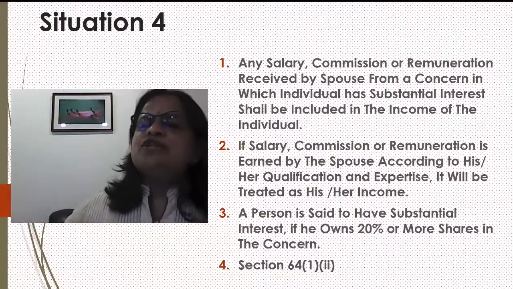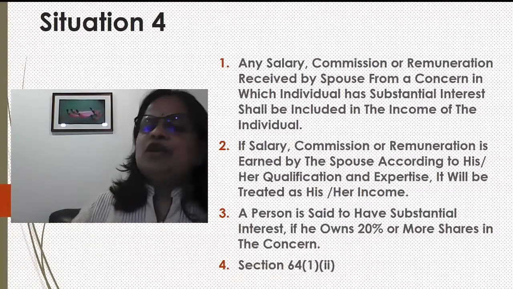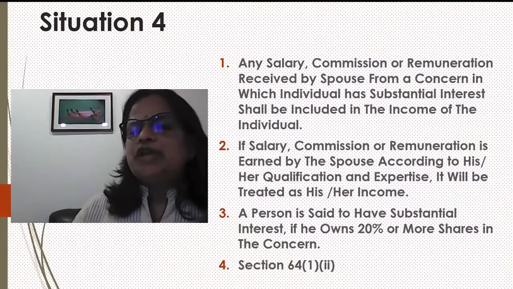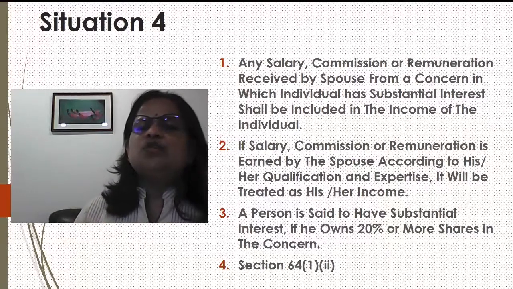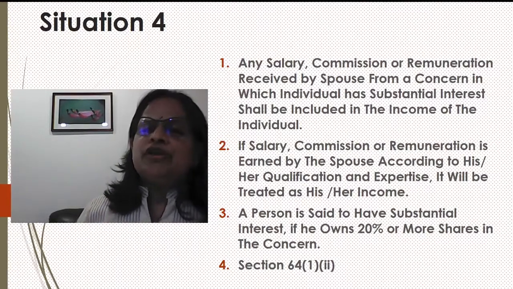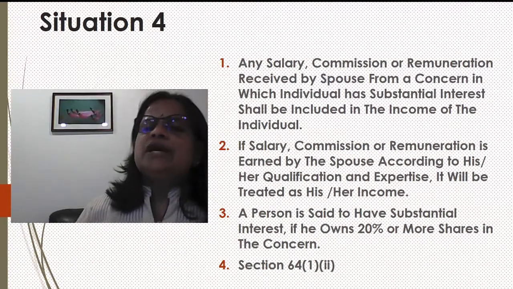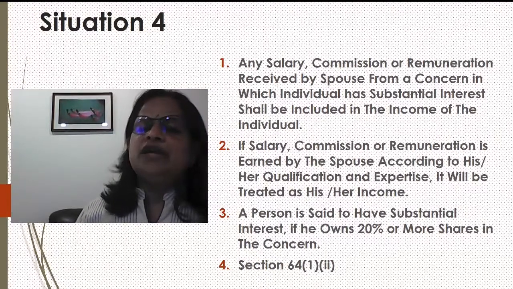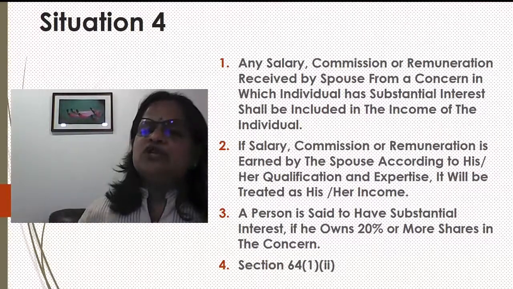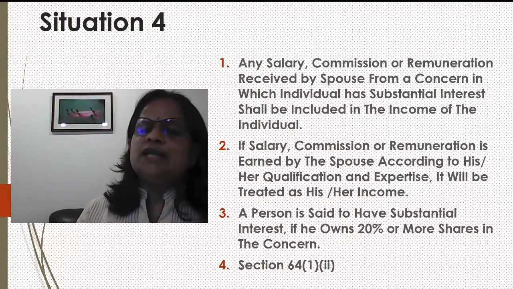But imagine the situation if the spouse is not qualified. Then whatever salary, commission or remuneration is paid to the spouse will not be accepted by the income tax department. So that is the first point. Any salary, commission or remuneration received by the spouse from a concern in which the spouse has substantial interest shall be included in the income of the individual. So when is a person said to have substantial interest? A person is said to have substantial interest if he owns 20% or more shares in the concern.